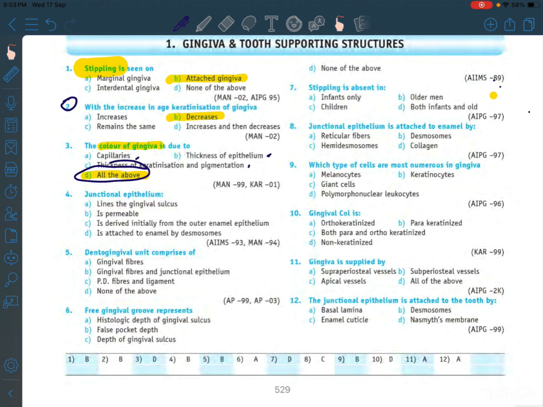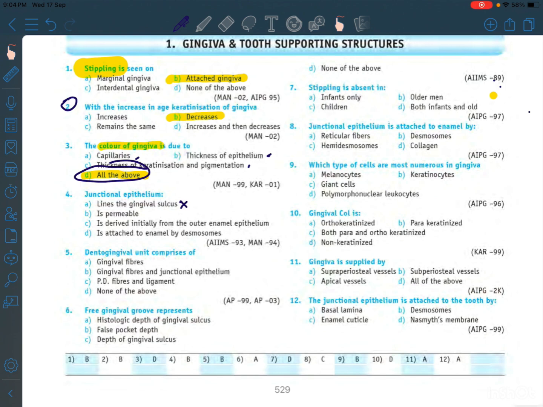Question number 4: junctional epithelium A lines the gingival sulcus, B is permeable, C is derived initially from the outer enamel epithelium, or D is attached to enamel by desmosomes. In this question we are going to discuss all these 4 points, because it is important to know about them to avoid any further confusion. Is junctional epithelium the one that lines the gingival sulcus? No. It's the sulcular epithelium that lines the sulcus wall, and junctional epithelium attaches at the base of the sulcus and extends apically along the tooth surface.